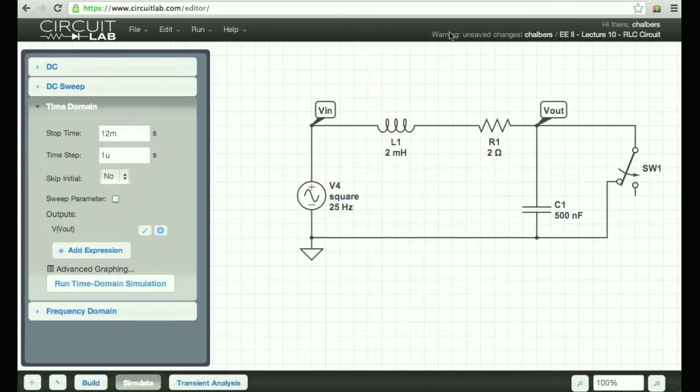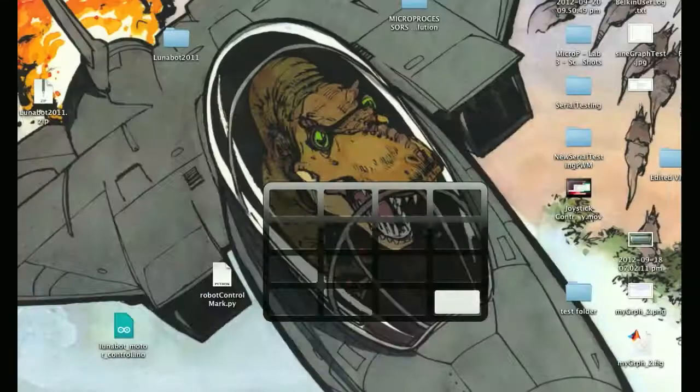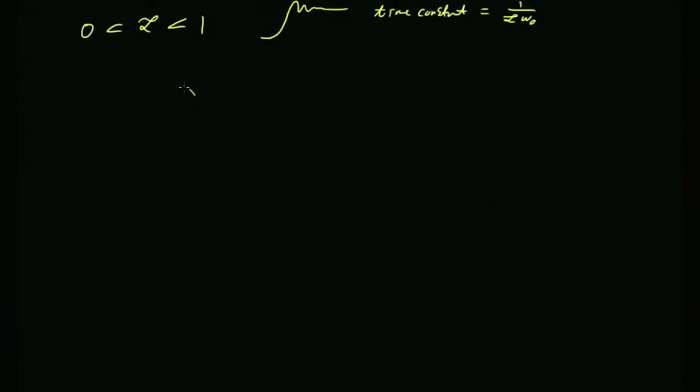So in the limit, when R goes to 0, then you have zeta equals 0 and you have no decay. Right? Basically an infinite time constant. That ringing that you see will just last forever.